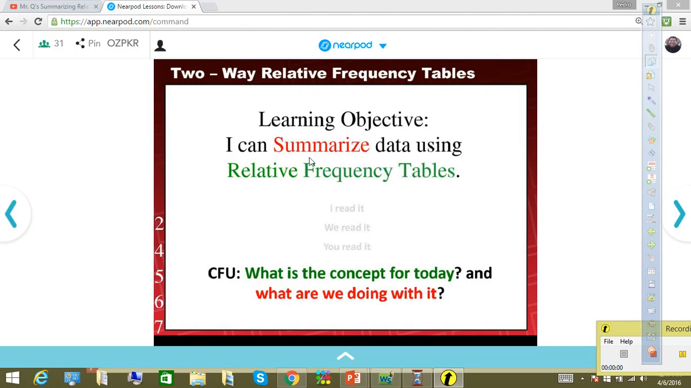Read together, 1, 2, 3. I can summarize data using relative frequency tables. So the only thing that I added to the objective was what? The relative frequency tables. Yesterday was just an introduction to frequency tables. Okay? So we don't need a Frayer model since we already know what frequency tables are.